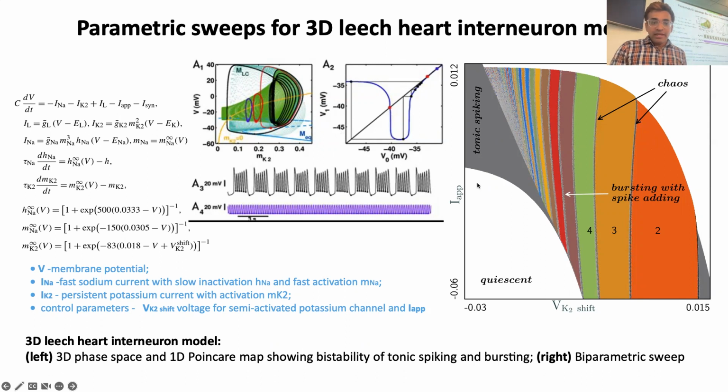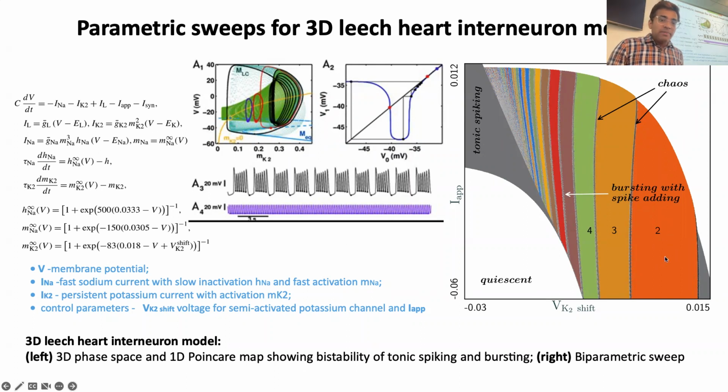map. So this is the parametric sweep on the right. As you vary two biophysical parameters, IAP is the externally applied current, and VK2 shift is the activation for the potassium current. And as these parameters are varied, this model can produce, in the white regions, quiescent behavior, or in the gray regions, a tonic spiking trajectory, like this pink trajectory here. And within these colored regions, it produces bursting.